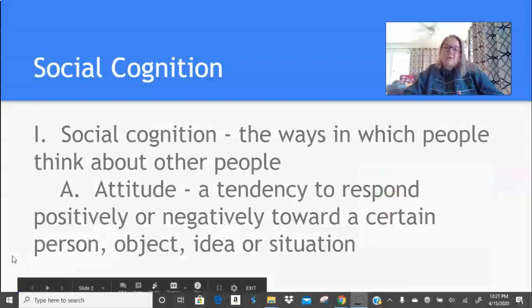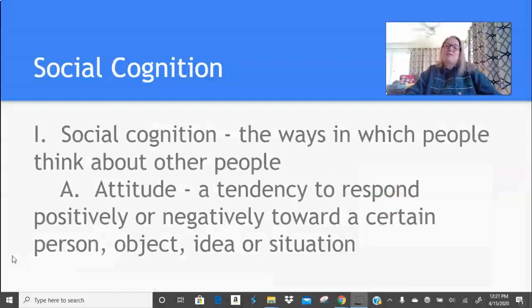So let's give you a term that you're going to need to know, and that is social cognition. Social cognition is the way in which people think about other people. We form attitudes about people, right? Maybe there are some attitudes where you're very fond of somebody. If I said their name, you'd be like, oh, I love that person. They are so incredible. Or maybe it's a negative attitude. An attitude is a tendency to respond positively or negatively towards a certain person, object, idea, or situation.